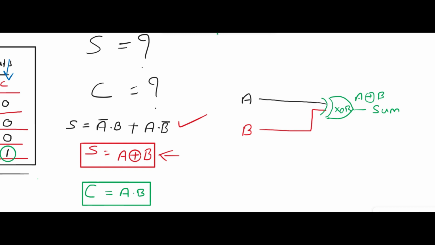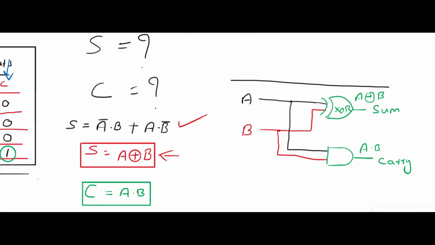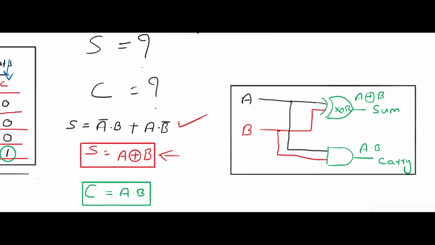Now what is carry? Carry is A multiplied by B. So take A from here and take B from here. For the AND operation we will take an AND gate. And this is A and B, and it is known as carry. So this is the logic diagram of the half adder.